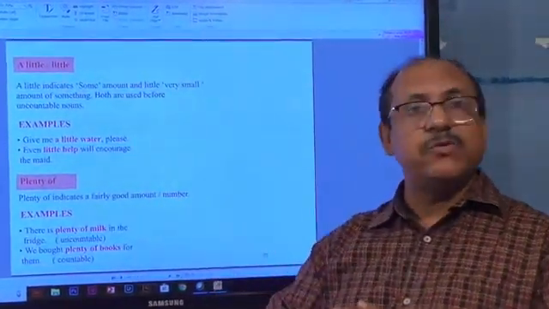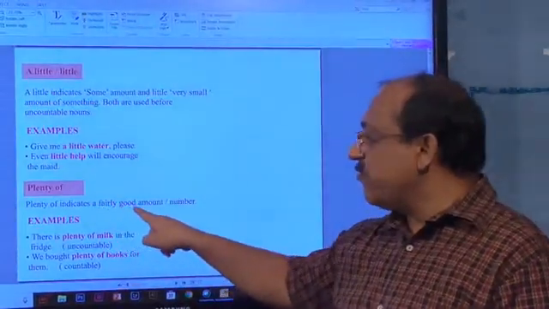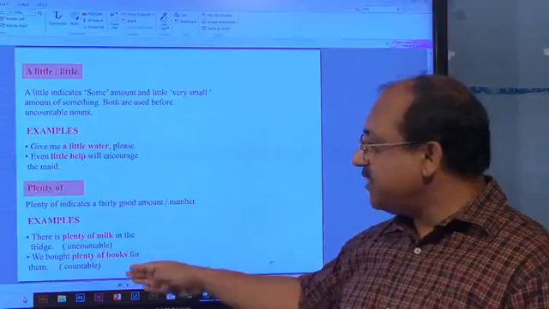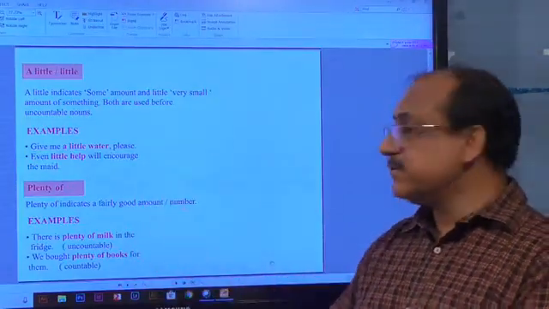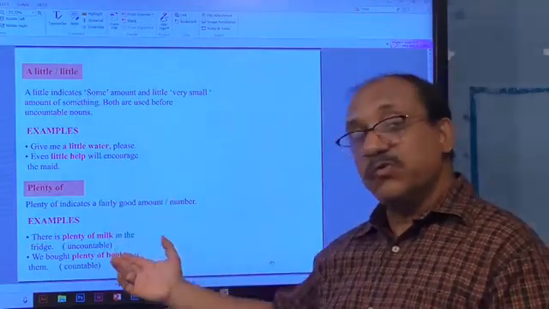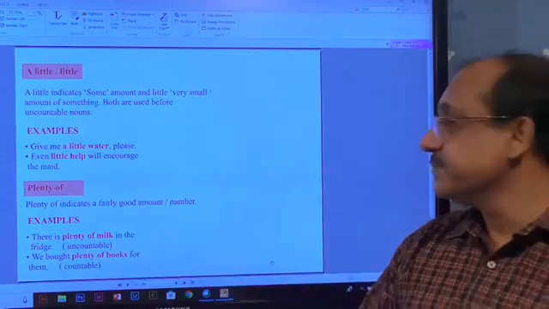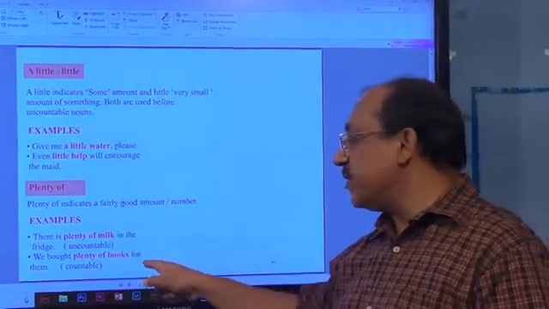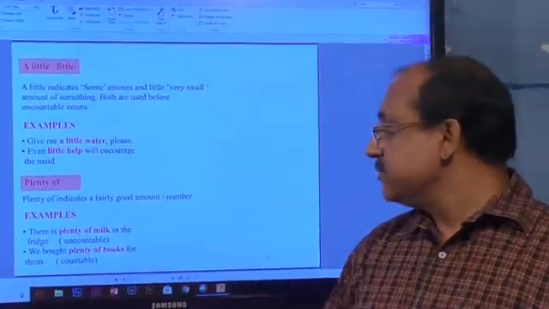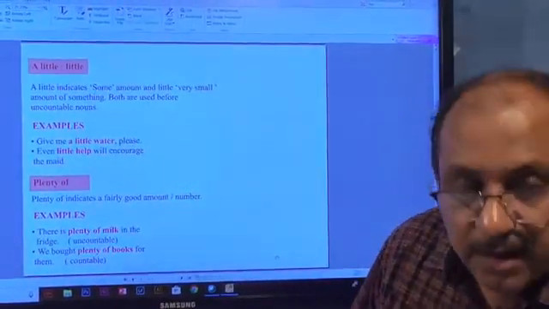Plenty of again gives you the number, plenty, many numbers. It indicates a fairly good amount, a good number, and it is used with both uncountable and countable. We say milk is uncountable, but we use plenty of milk. When we say plenty of milk, it will show a large amount. We bought plenty of books for them. Books are countable. Plenty of books for them. So plenty of is used with both countable and uncountable.